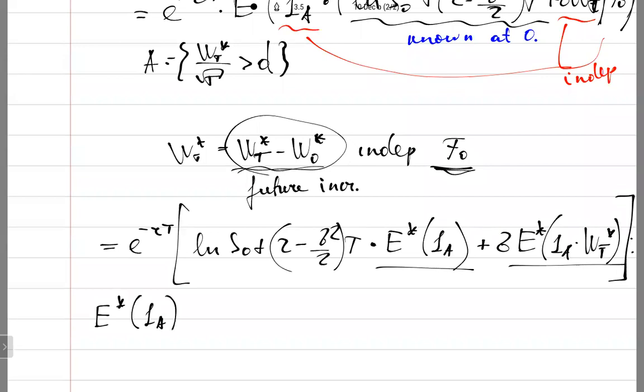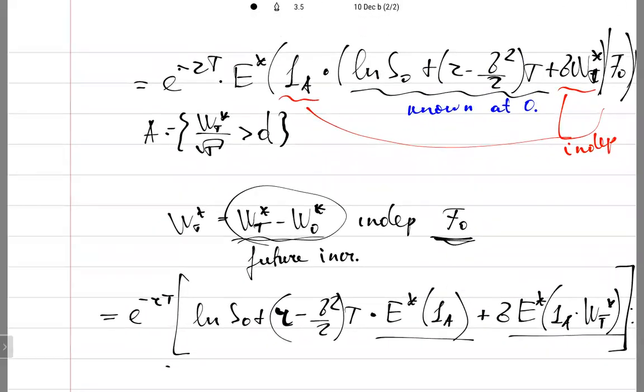Excuse me, can I interrupt you? Yes. Is the 2 or R in the upper brackets? This is R. Okay, thank you. We must definitely multiply logarithm of S0 by the expected value. Yeah, you are right.